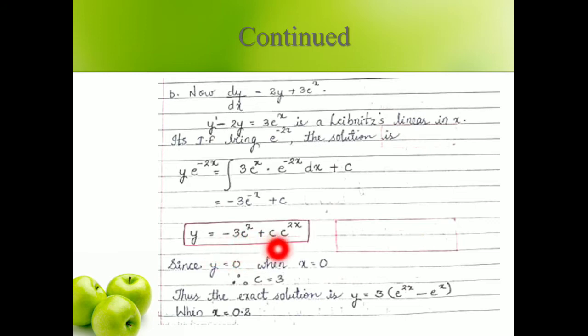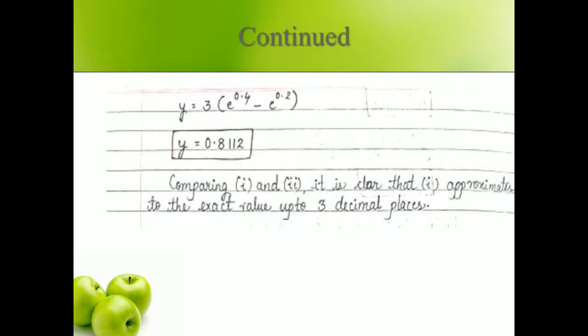Since y is 0 when x is 0, the c value will be 3, that is the constant value. Then the exact solution is y equal to 3 into e to the power 2x minus e to the power x. When x equals 0.2, we get the exact solution y equal to 3 into e to the power 0.4 minus e to the power 0.2. So the exact solution of the equation will be y equal to 0.8112.